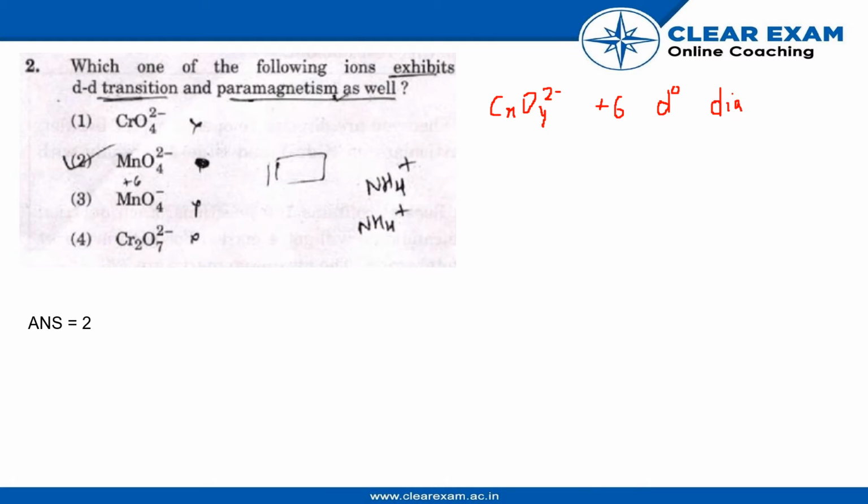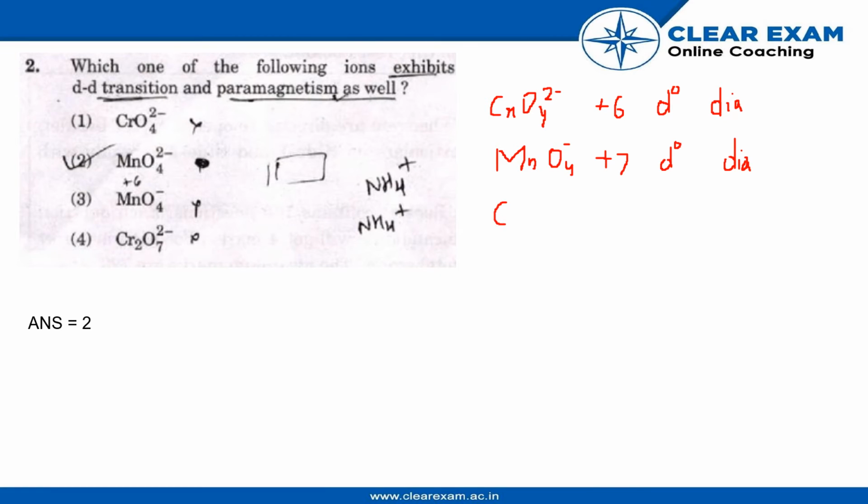diamagnetic in nature. Now let's check MnO4. MnO4 has +7 oxidation state and also does not have any unpaired electrons in the d orbital, so it is also diamagnetic in nature.